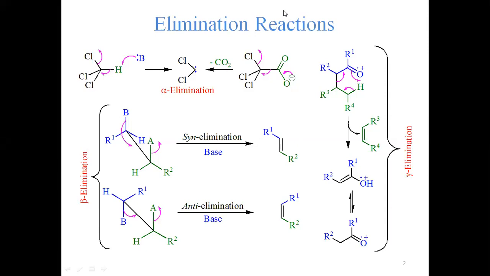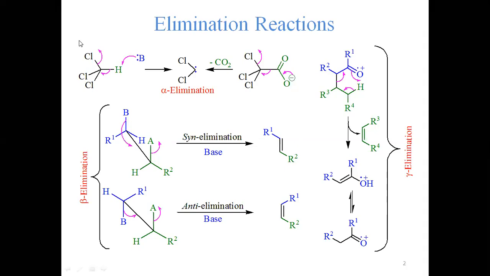Just continuing from what you have seen, elimination is of three further kinds. Whenever elimination is going on with two leaving groups, one group leaves with an electron pair and the other leaves without an electron pair. If these two are attached to the same carbon, in other words they are alpha to each other, this is called alpha elimination.